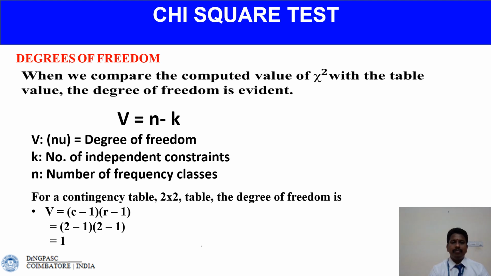For a contingency table, a 2 by 2 table, the degrees of freedom is V equals (C minus 1) into (R minus 1). C means number of columns. R means number of rows. (2 minus 1) into (2 minus 1). Multiply 1 into 1 is equal to 1.